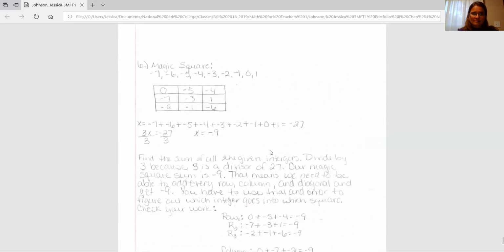Magic squares. So you're going to take your given digits, which are -7, -6, -5, -4, -3, -2, -1, 0, and 1, and you're going to add them together. You get -27. 3 will go into -27, and you divide it out, and you get -9. So our magic square has to equal -9 for each row, each column, and each diagonal.